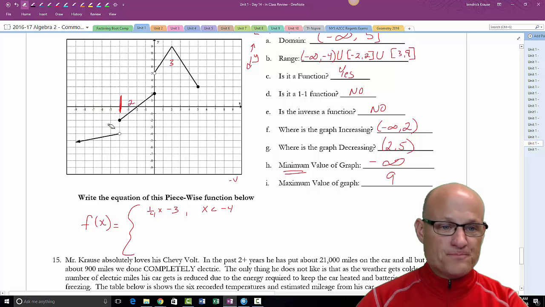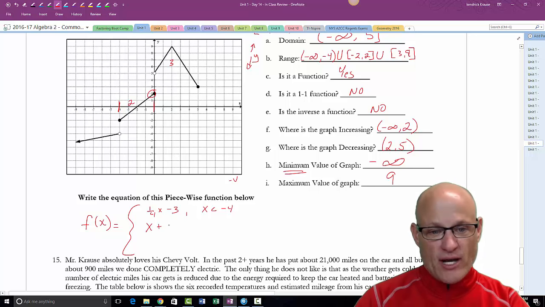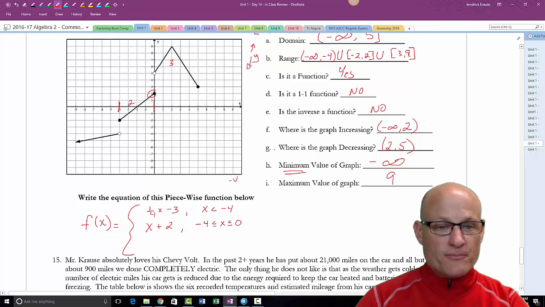That's piece 1. Now, piece 2, I know my domain. I'm going from negative 4 to 0. And the equation of that line couldn't be any easier. It has a slope of 1 and a y-intercept of 2, so x plus 2. And we're doing that from negative 4 less than or equal to x less than or equal to 0.